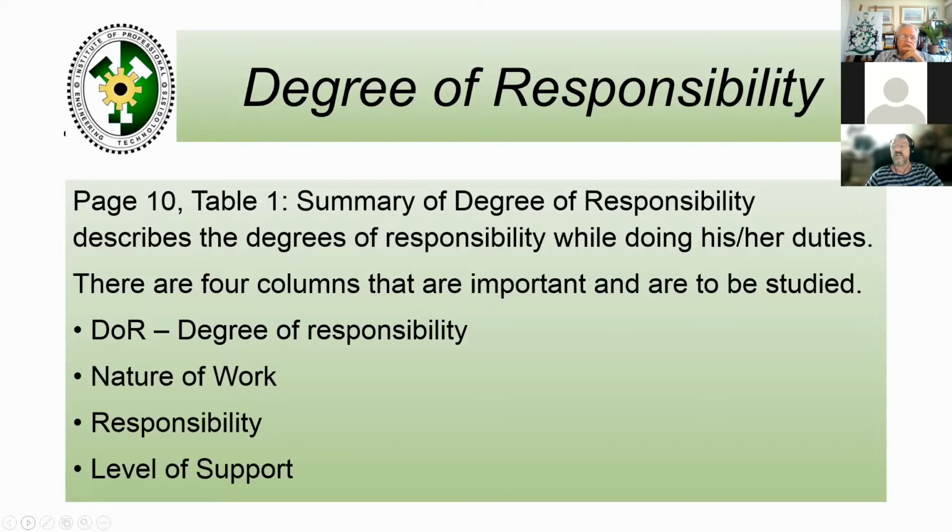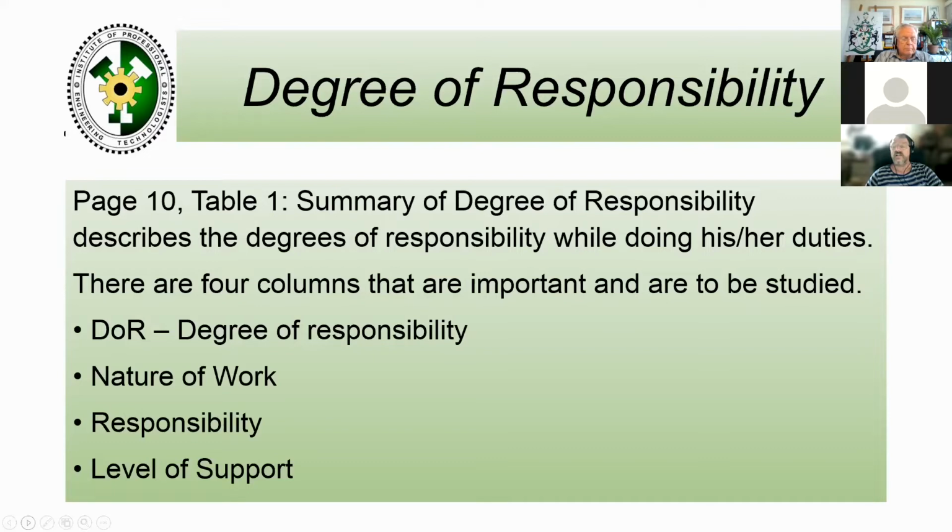There are 4 columns that are important and are to be studied. DOR stands for degree of responsibility: the nature of your work, what type of work you are going to do there, and the responsibility. What is your responsibility? Are you just observing or looking? And if you're going to the higher levels, are you doing it yourself? Remember, the responsibility, although you're doing the design, is still your supervisor's responsibility to ensure that it is done correctly.